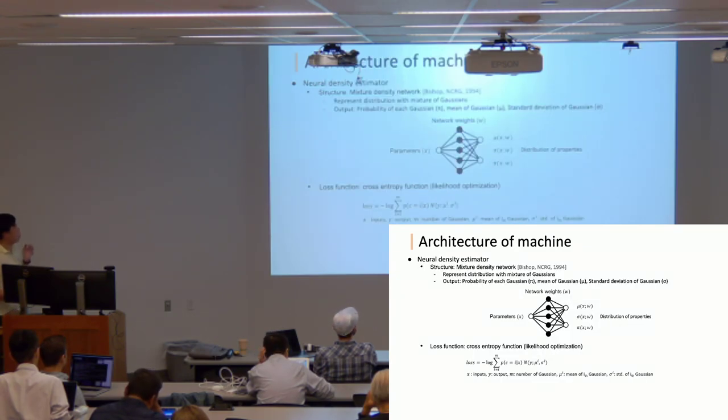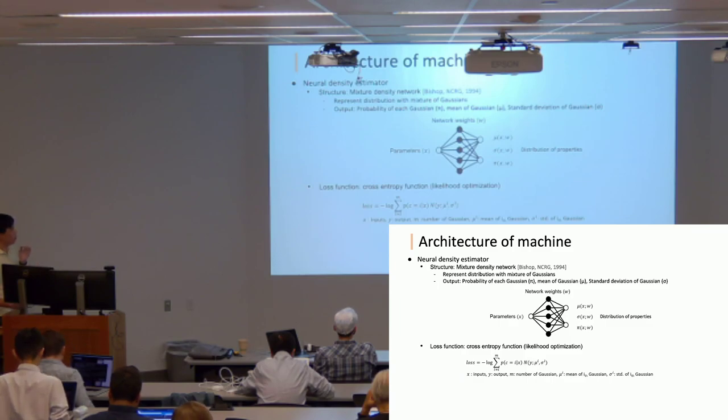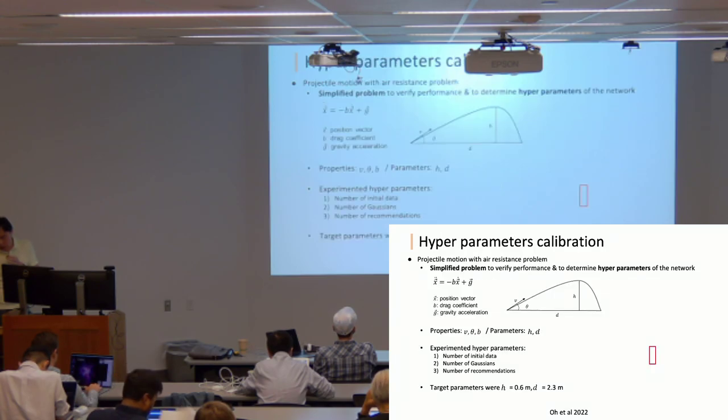What we are using is a neural density estimator. It gives a distribution of the recommendation with a mixture of Gaussians. So there's a range of Gaussians, and what the machine takes is the probability, the mean, and the standard deviation. And from there, by minimizing this loss function, we get the recommendation for us to run the next test. So in order to use the machine, we have to first calibrate the hyperparameters.